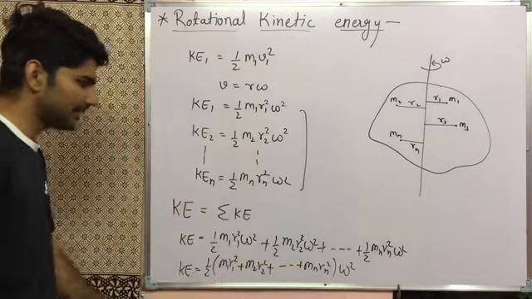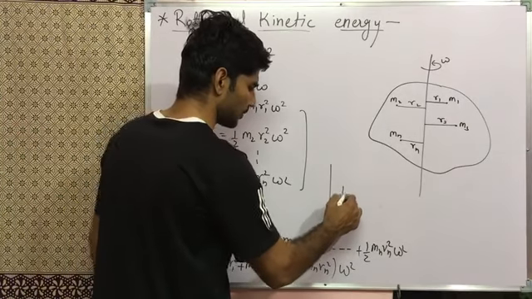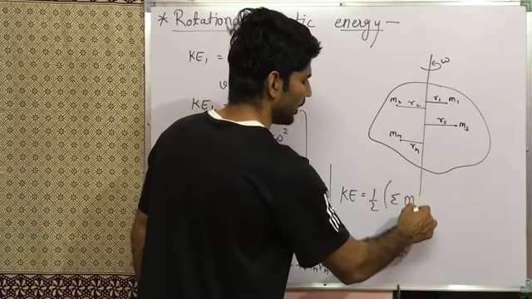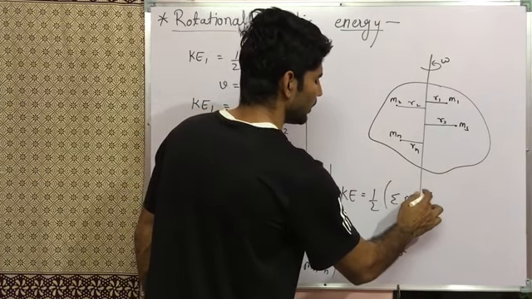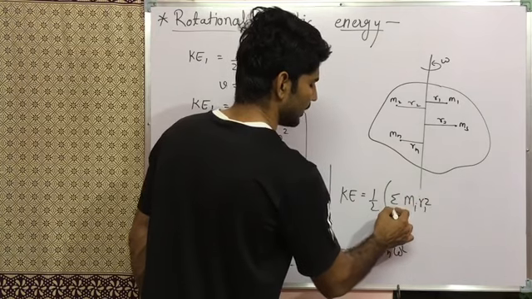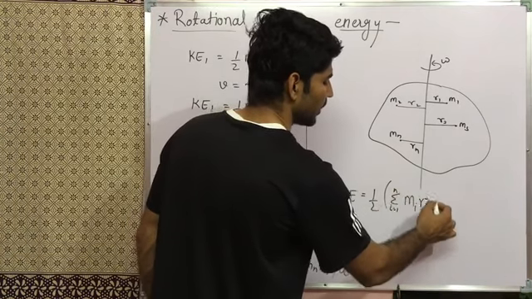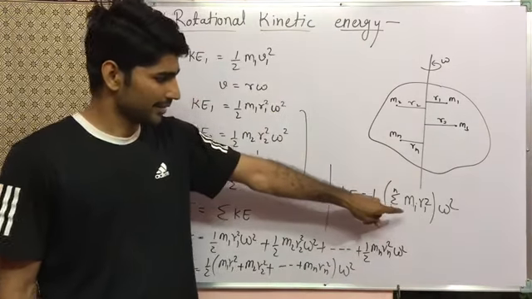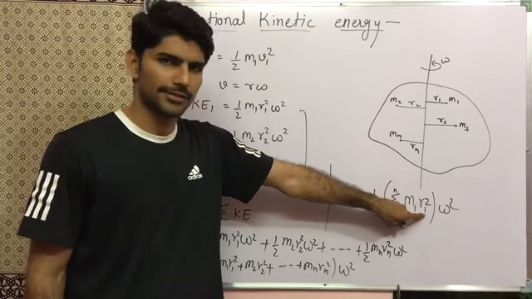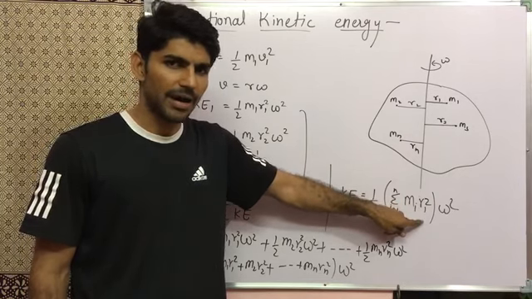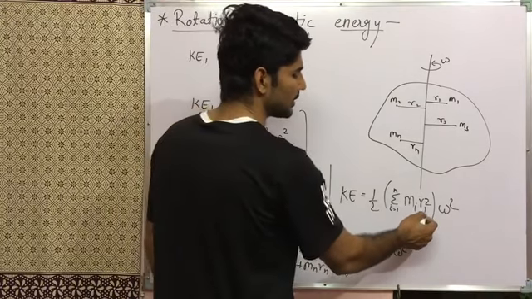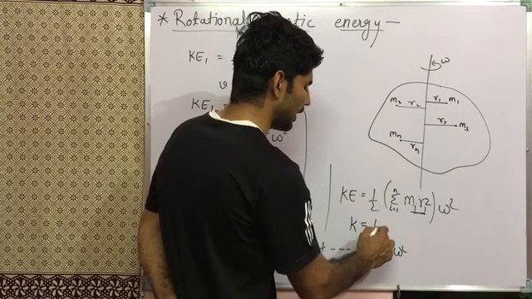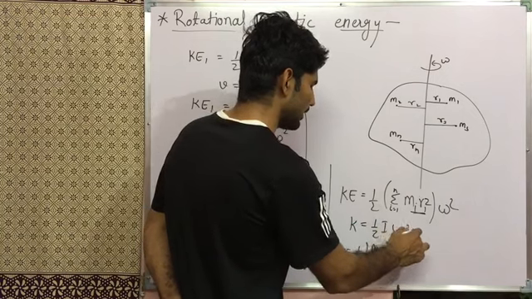We can write this in a different form, which is kinetic energy equals half summation of mi ri square, with i from 1 to n, times omega square. So this is the formula. This is the mass and this is the distance square, m r square. This is the formula for moment of inertia. So kinetic energy will be half I omega square.